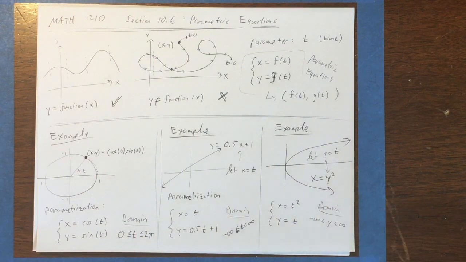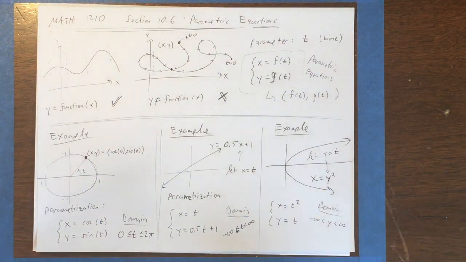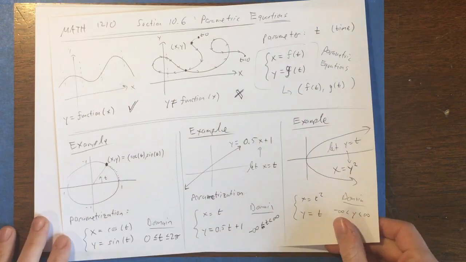So there are 3 examples of parameterizations of curves. In other words, taking graphs and describing them with parametric equations. And in each case, we have the x function and the y function and a domain. And the domain part is usually sort of implied, but sometimes you can specify what the domain is if you just want to describe, for example, just a segment of a curve.